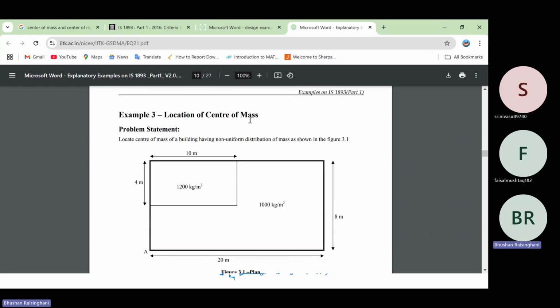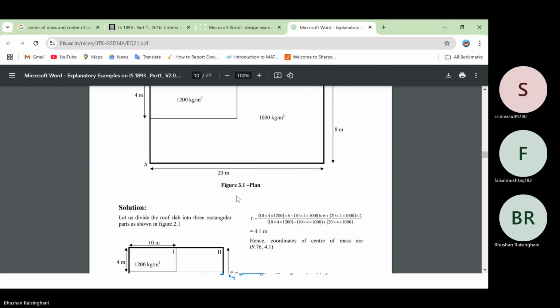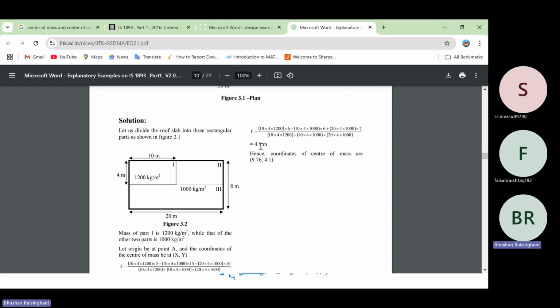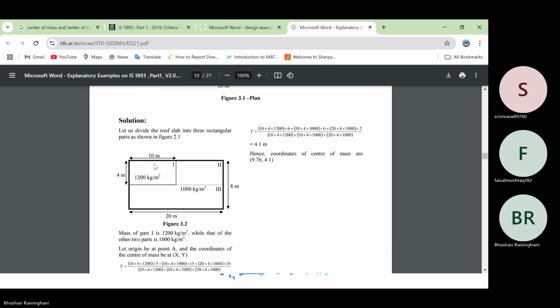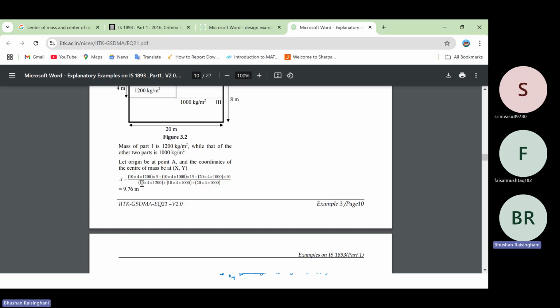Now, location of center of mass is the third problem given here, in which the mass is distributed for this same floor in different kgs. You can get CM and CR, in which you can see the basic formula that is used here. So mass of part 1 is 1200, something like that. Okay. So now 10 by 4 is the span, the plan size, and 1200 kg per meter square. So what they are doing is 10 into 4 into 1200 kg per meter square.